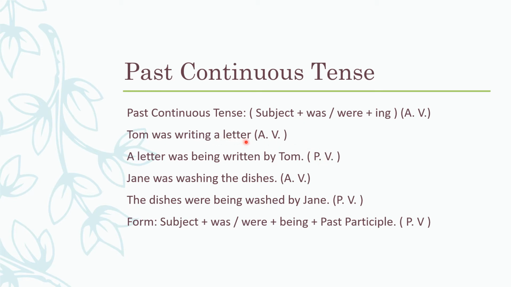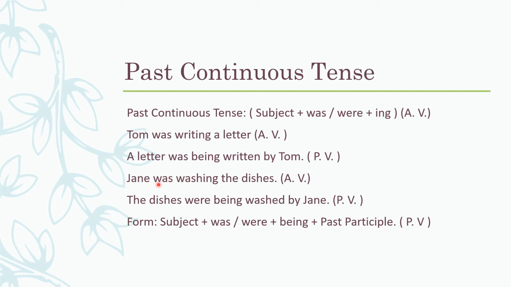So the object, a letter, becomes the subject in the passive voice, and the subject in the active voice becomes the object in the passive voice preceding by. Then you will use the be form, was or were. You'll use was. Why? Because a letter is singular. So it will be a letter was being written by Tom. Look at the form of the past continuous tense passive voice: subject, was, were, that is the be form, being, and the past participle. So was, being, and this is the past participle. Written is the past participle. So a letter was being written by Tom is in the passive voice.